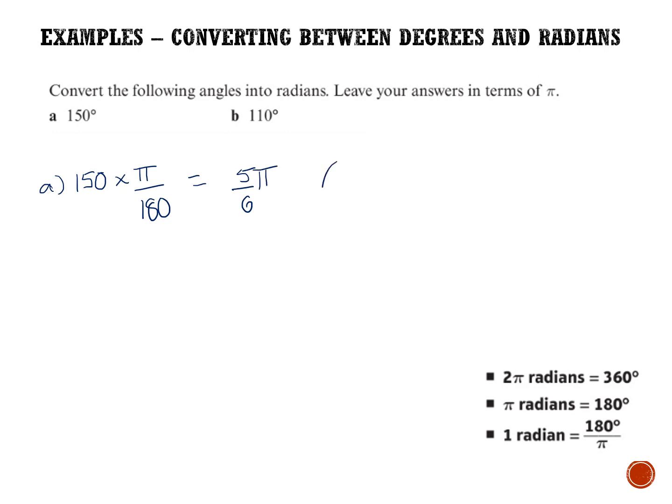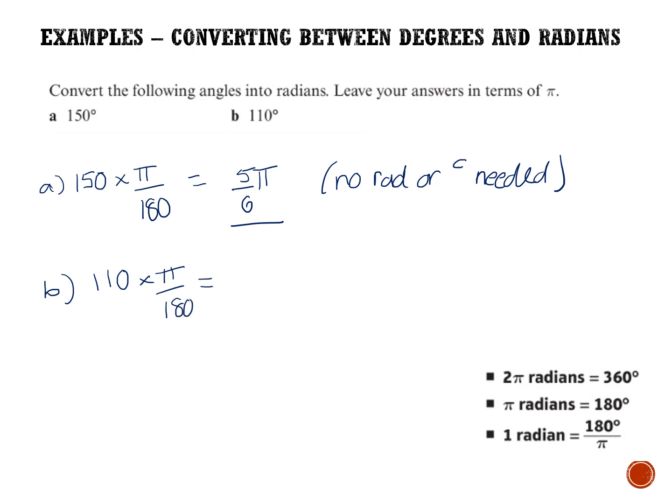Now, notice here, you don't need to say rad, and you don't need to say the little c. They aren't needed because there's a pi in the answer, and a pi in the answer will by default say that that is radians. Okay, 110. Again, that's less than 180, so it's going to be a fraction of pi. So times it by pi over 180. Use your calculator to help you cancel that down, and you get 11 pi over 18. Again, no rad or little c needed, because it's got the pi in the answer.